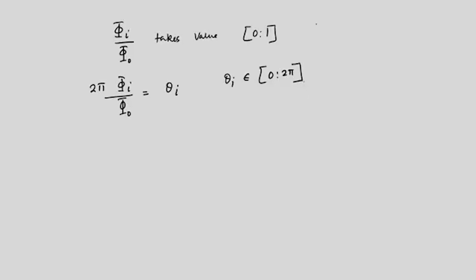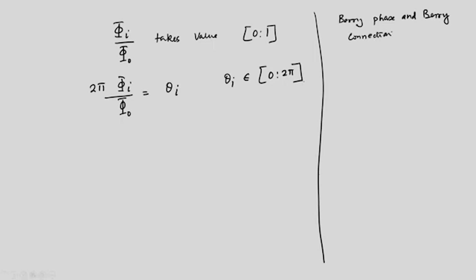Okay. So, now let me take a little bit of time off from this and let me introduce a quantity called Berry phase and Berry connection. And we will come back to this in just a while. Okay. So, what is Berry phase? Berry phase is the simplest demonstration of how geometry and topology both can emerge in a quantum system.